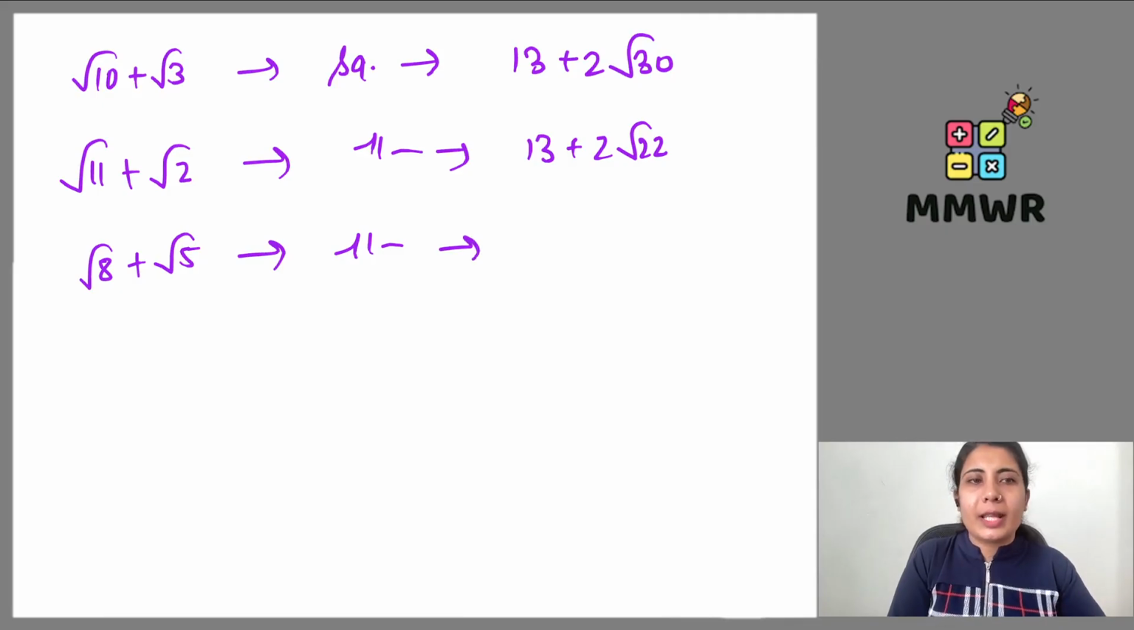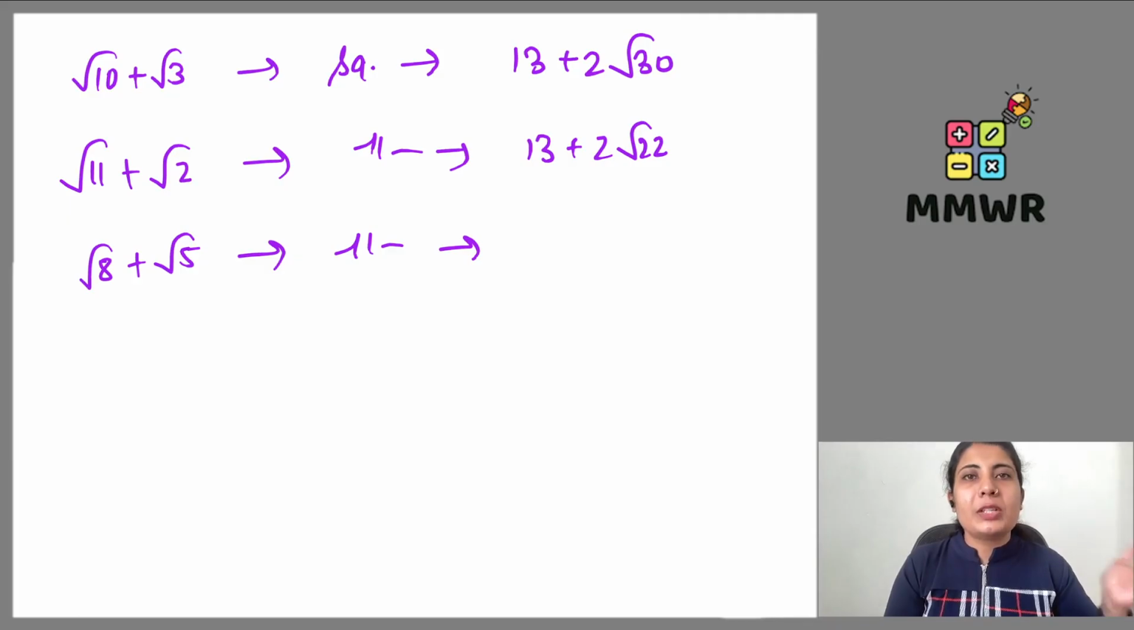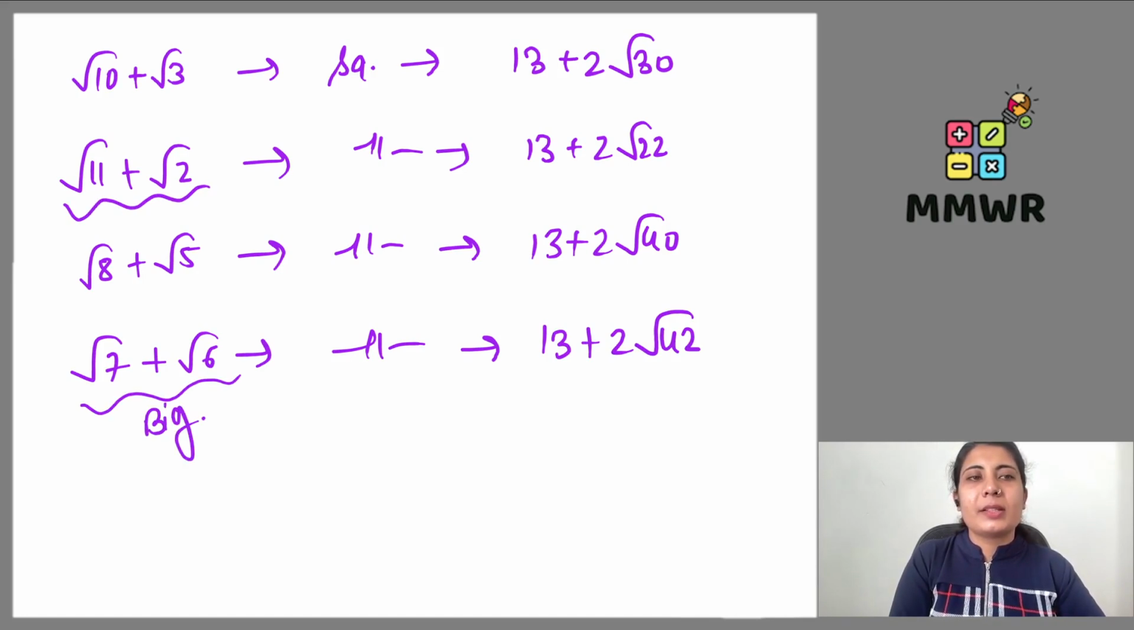This also we did with the help of the shortcut trick if we are well aware of the identity. So root 8 square will become 8, root 5 square will become 5. So 8 plus 5, 13 plus 2 root 40. Then root 7 plus root 6. Again we'll take the square. This gives me root 7 square plus root 6 square, that means 7 plus 6, 13 plus 2 root 42. So this is the big one and this is the smaller one.